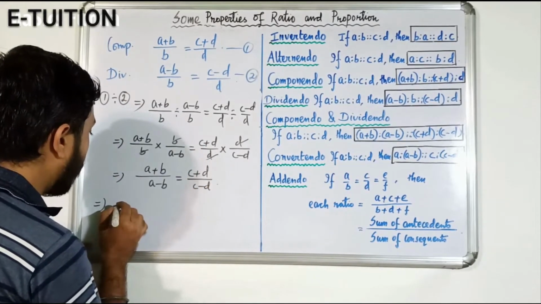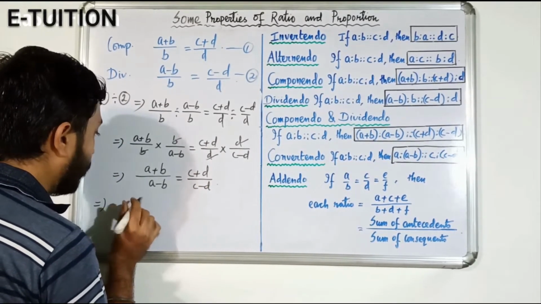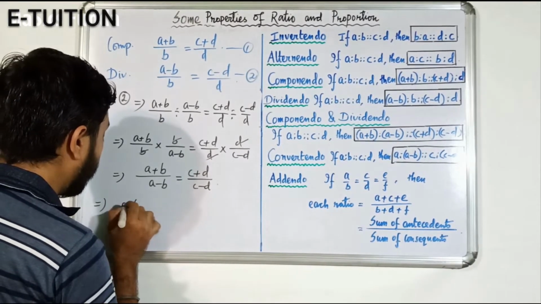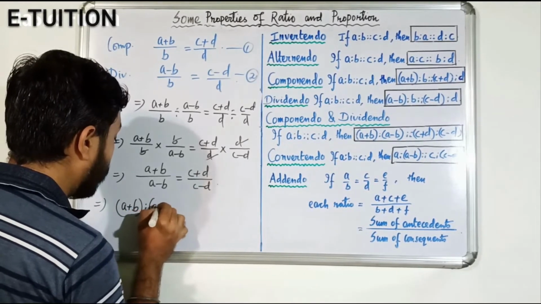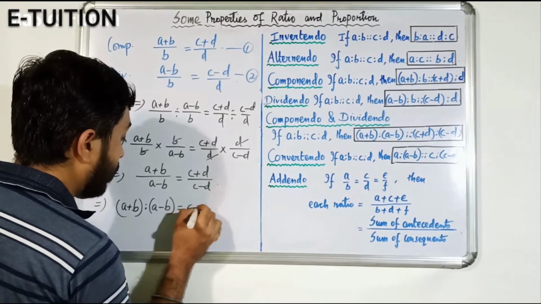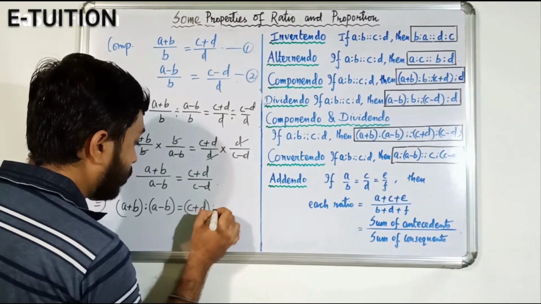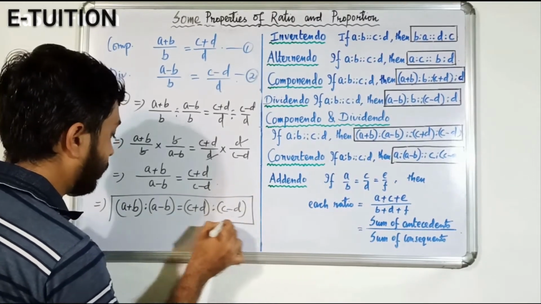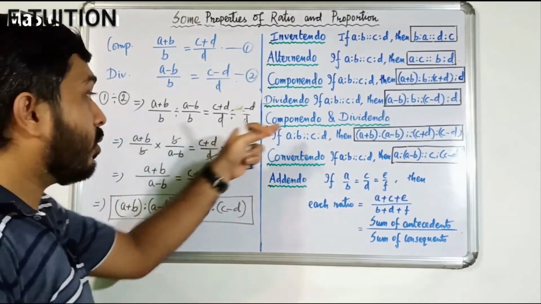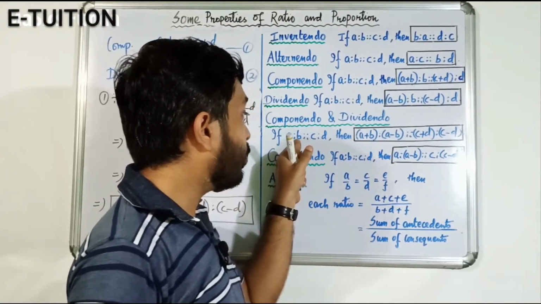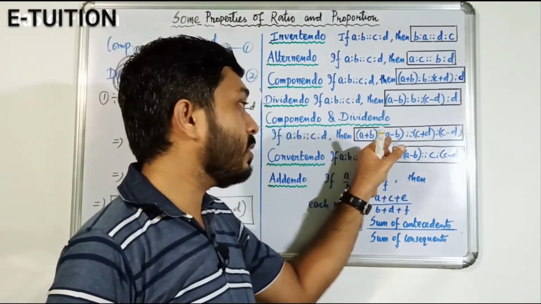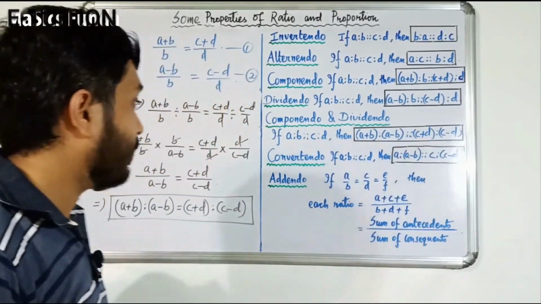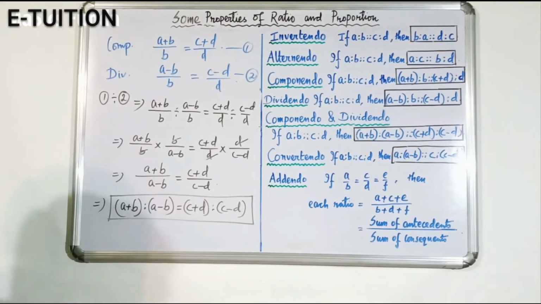That is what, in the form of a ratio, is coming as A plus B is to A minus B is equal to C plus D is to C minus D. Isn't it what componendo and dividendo is saying? A is to B is equal to C is to D, then A plus B is to A minus B is equal to C plus D is to C minus D. Alright. After that is convertendo.